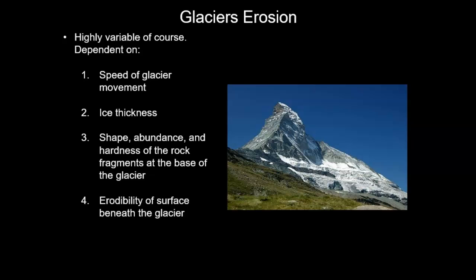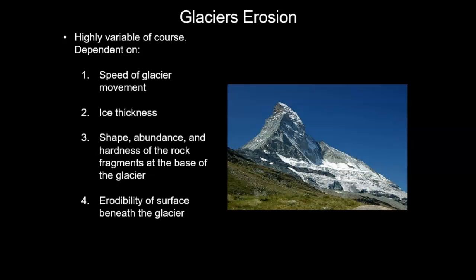The rate of glacial erosion is going to be highly variable, of course, and it is controlled by 4 main factors. So those are going to be the speed of the glacier's movement, the ice thickness, the shape, abundance, and the hardness of the rock fragments at the base of the glacier, and then the erodibility of the surface that is beneath the glacier. So these 4 factors vary from location to location, and they vary in time as well, which will result in different landscapes that are formed by locale.